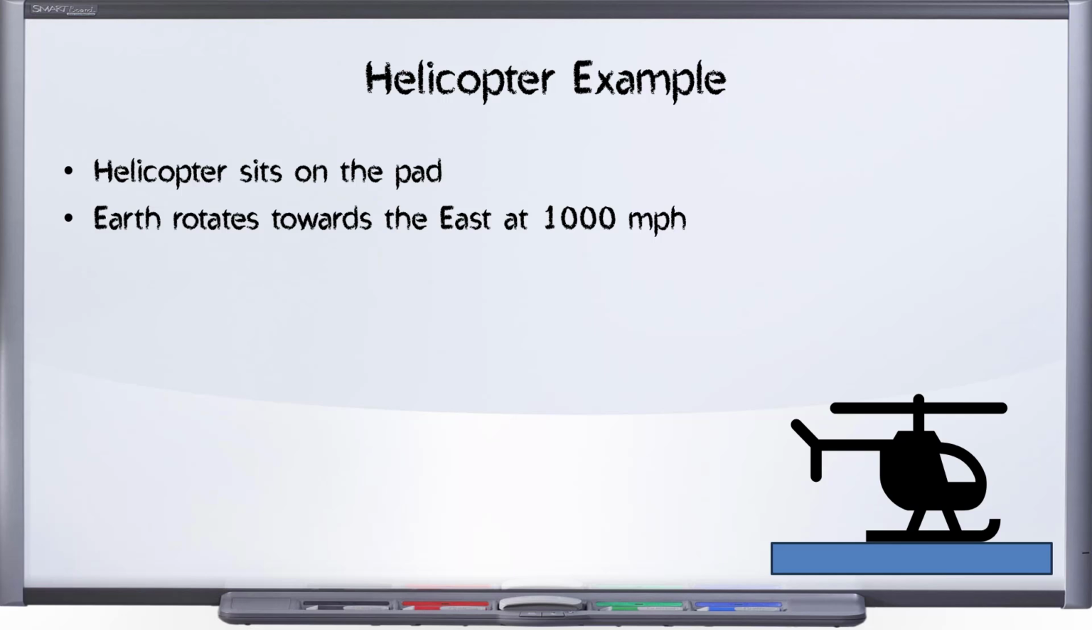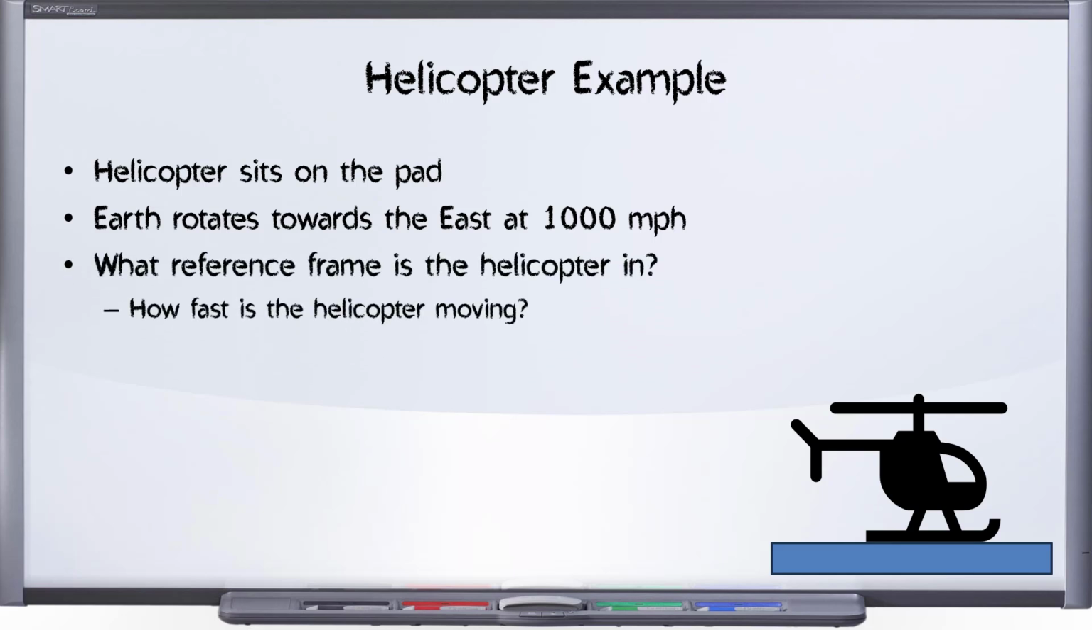So here we go. We have a helicopter sitting on the ground, on the helipad, just sitting there, and the Earth is rotating eastbound at 1,000 miles per hour. So, presumably we're very close to the equator. The Earth is spinning and rotating eastbound at 1,000 miles per hour. Question: what reference frame is the helicopter in right now, while the helicopter is sitting on the pad on the ground? And the follow-up, how fast is the helicopter moving?